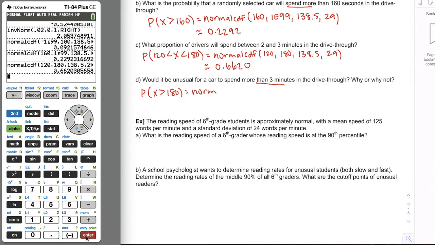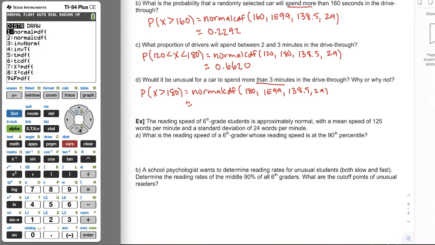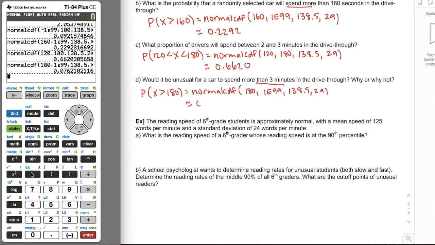So once again, a normal CDF. The lower bound would be 180, the upper bound 1e99. The mean and standard deviation are the same. Okay, so we're going to find this probability and compare it to 0.05. So we're doing a normal CDF. The lower bound is 180. The upper bound is 1e99. The mean and standard deviation are the same. 0.0762.